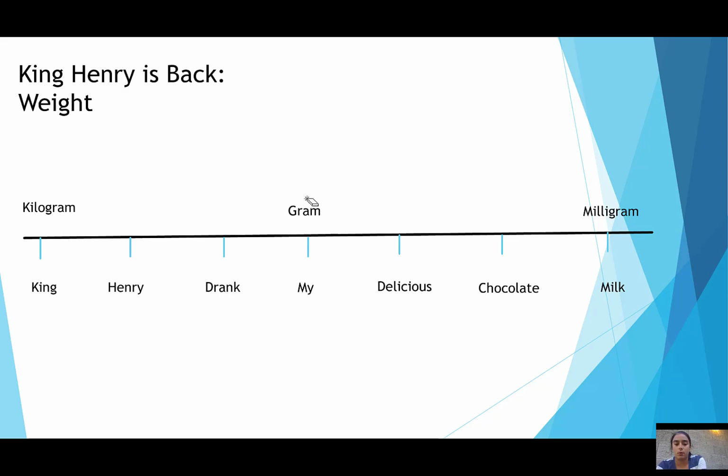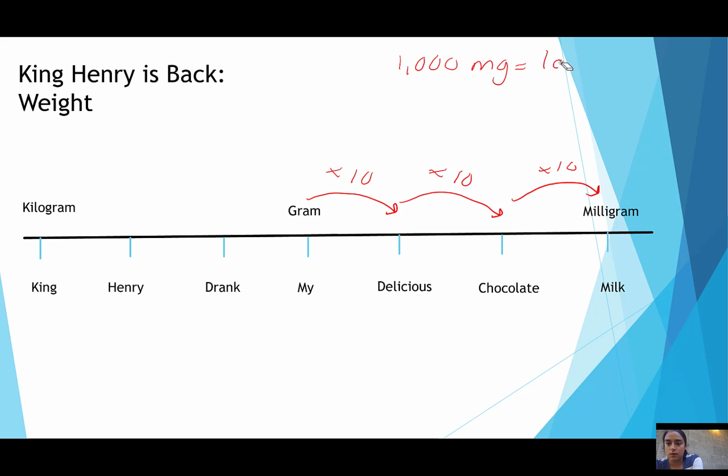So look, if I'm going from grams to milligrams, I'm going 3 place values down. So how many times smaller is a milligram than a gram? It's 1,000 times smaller. So we can say 1,000 milligrams equals 1 gram. We know that when we go to the right, the numbers get bigger because the units get smaller, and when the units are smaller, you need more of them.